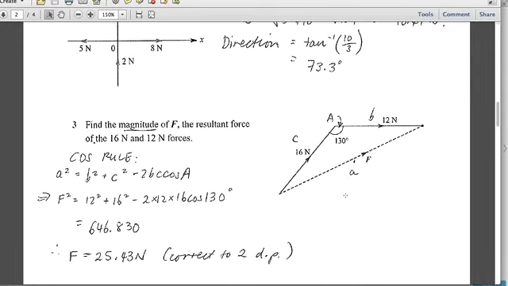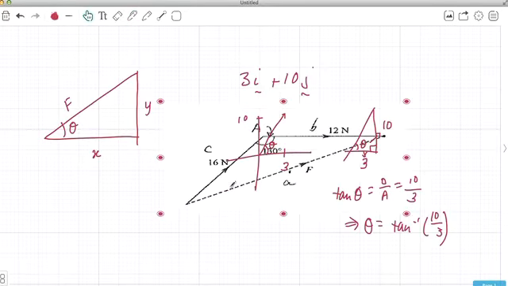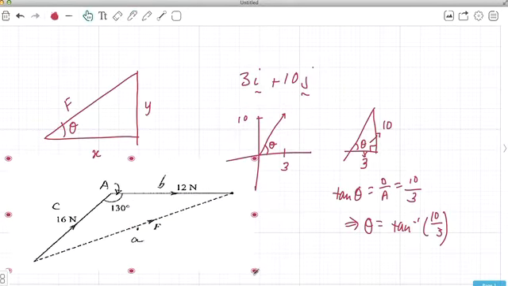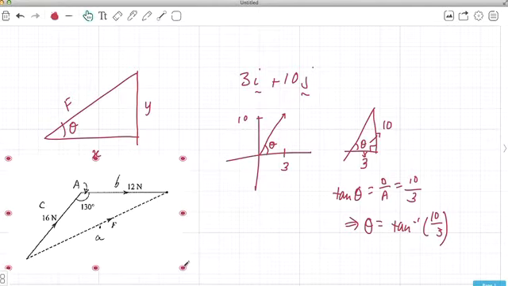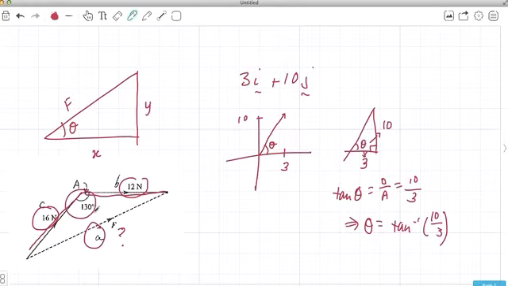Okay, the next question, question 3, says find the magnitude of F, the resultant force of the 16 Newton and 12 Newton forces in the diagram. Now this diagram really is an example of the cosine rule, and the reason for that is that if you consider what's going on in this diagram, you've got two sides that you know and one angle that you know, what's called the included angle. So you basically have this side that you know is 16 newtons, that side is 12 newtons, we don't know this side, but we do know this angle.